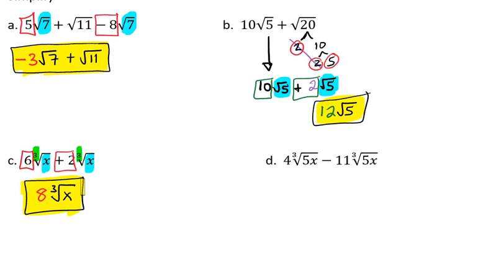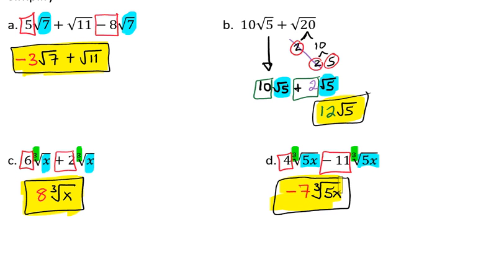Go ahead and try letter D on your own. When you're done, unpause the video and let's see if you were right. So here we see that we have a 5x and a 5x, and both radicals are cube roots. And so that allows us to take the 4 and subtract the 11. And so 4 minus 11 gives us negative 7 times the cube root of 5x as our final answer.